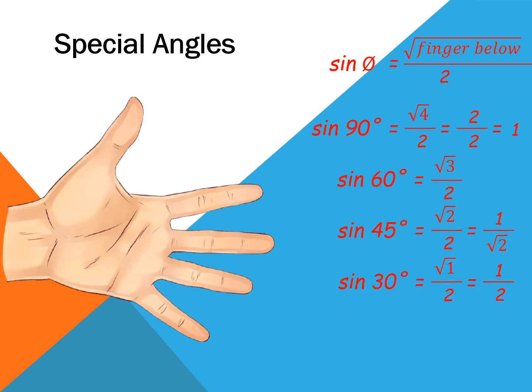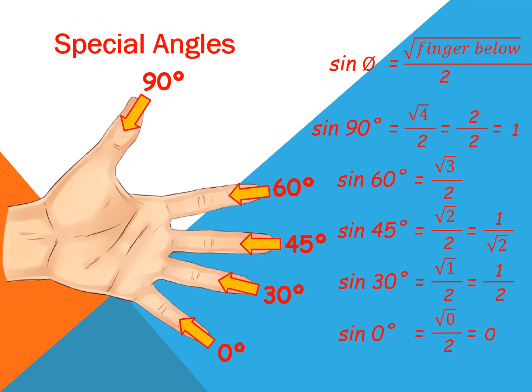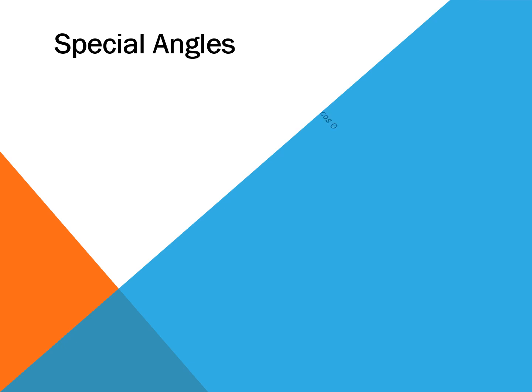Next, we will take the sine of 0 degrees. For 0 degrees, there is no finger below the arrow. Therefore, sine 0 degrees is equal to square root of 0 over 2, or simply equal to 0, because the square root of 0 is equal to 0 divided by 2. 0 divided by any number is still 0. Now, these are the sines of the 5 special angles. Now, let's go to cosine theta.